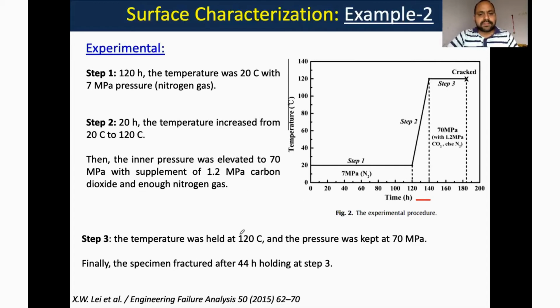Finally, what they observed was that the specimen fractured. When they applied this much temperature and load, the specimen fractured after 44 hours of holding at step 3. Once it fractured, they analyzed the fractured area: what kind of changes happened, what the corrosion role was, and why such things happened under that much load and those conditions.